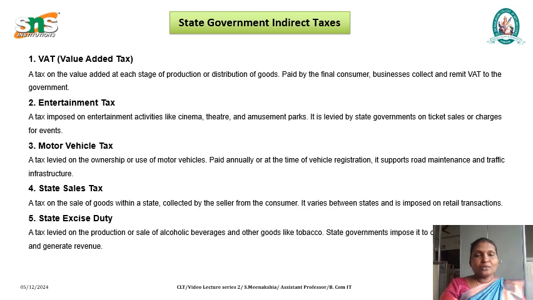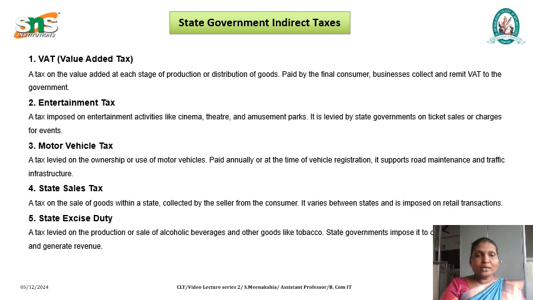The indirect taxes which are levied by the state governments are VAT, entertainment tax, motor vehicle tax, state sales tax, state excise duty, etc. Value added tax is levied at each stage of production and distribution of goods, paid by the final consumer to the businesses, who then remit the VAT to the government.